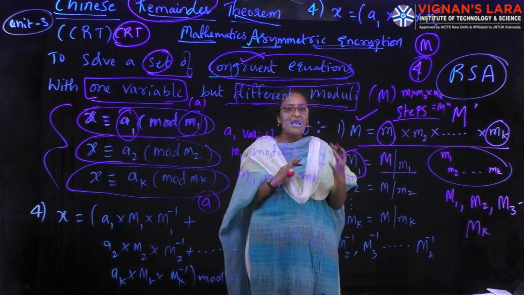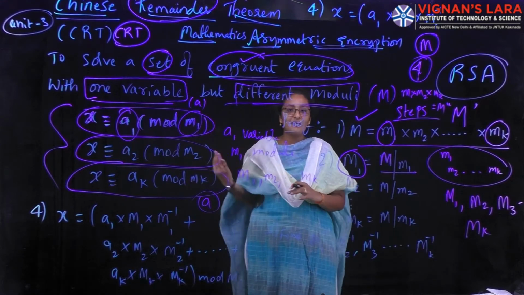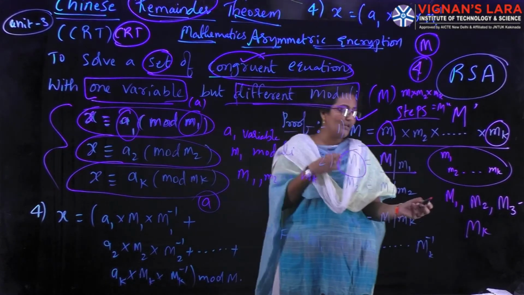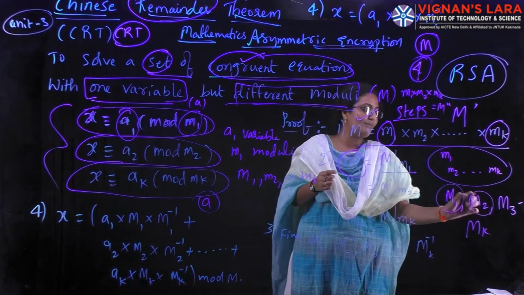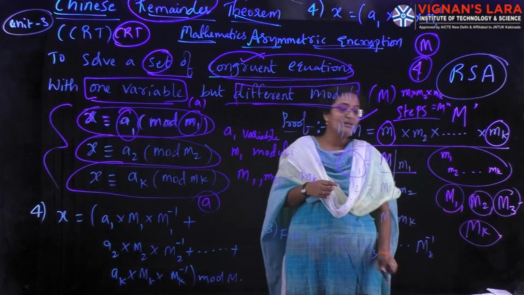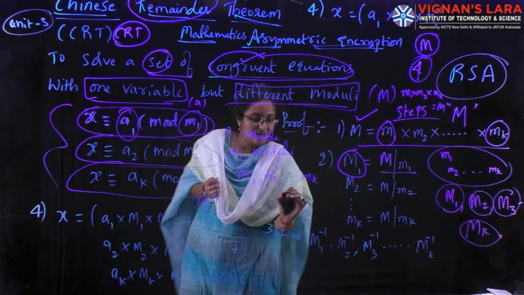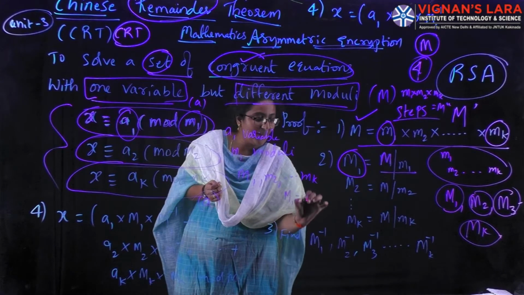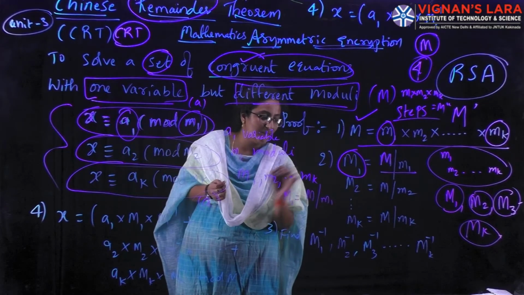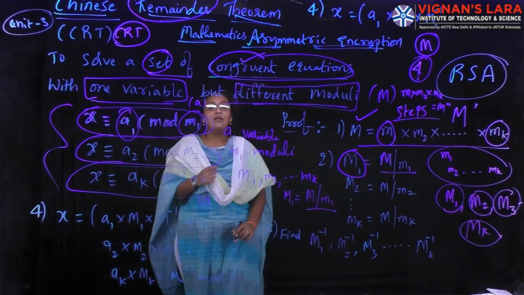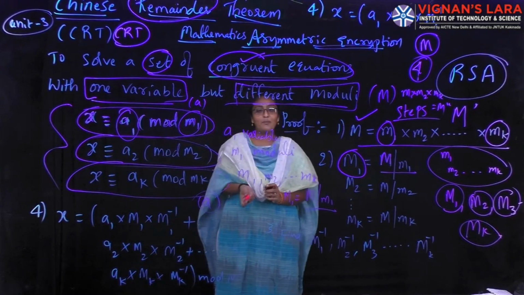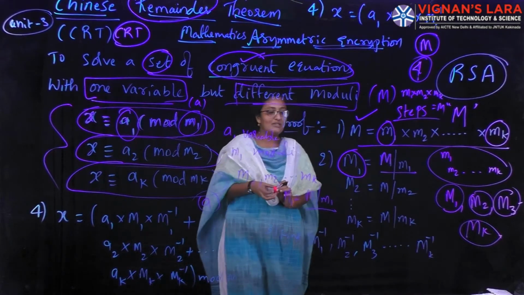Now the capital M moduli also will be different. So for that case, you want to calculate capital M1, capital M2, capital M3 and so on up to Mk. What is the formula for this? Capital M1 equals capital M divided by small m1. Division operation we are doing here. Division rules and division properties you already know from unit 2. So this is the second step.